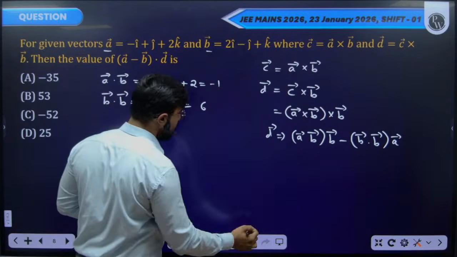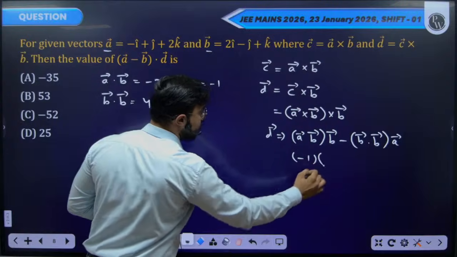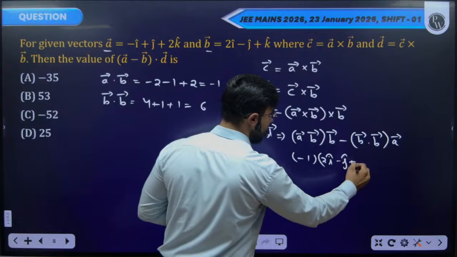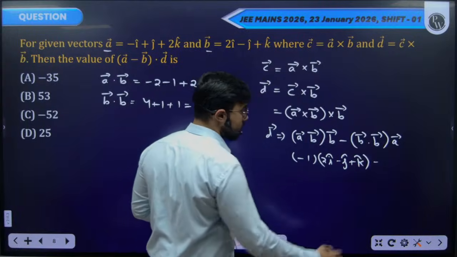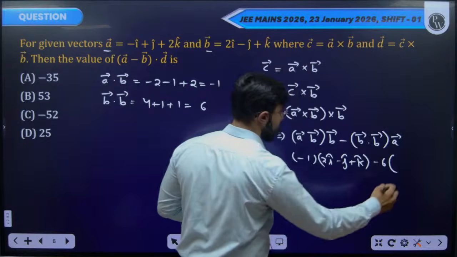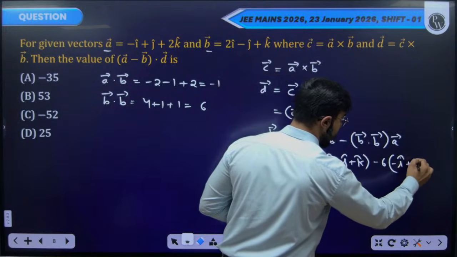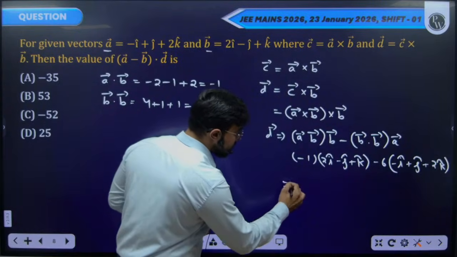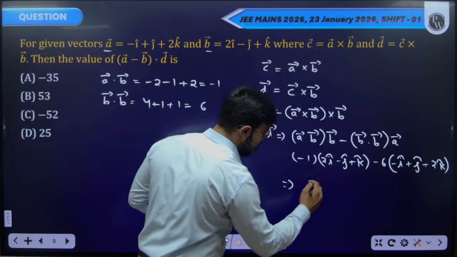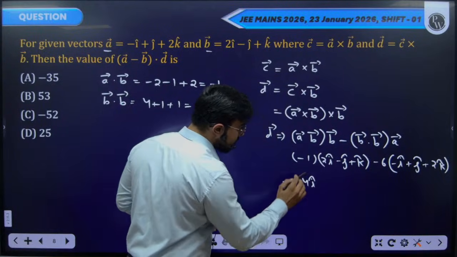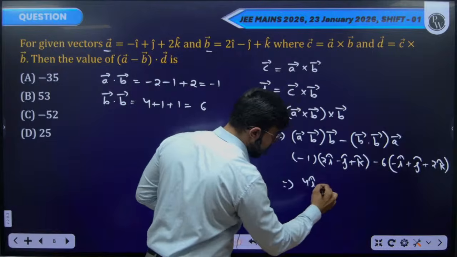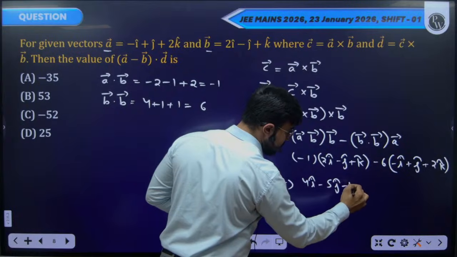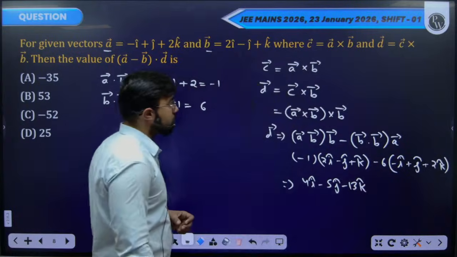So use these two values here. A dot B is minus 1 into B. B is 2 i cap minus j cap plus k cap. Minus 6 into A vector, which is minus i cap plus j cap plus 2k cap. Now just simplify it. So minus 2 i cap plus 6 i cap is 4 i cap. Plus j cap minus 6 j cap is minus 5 j cap. Minus k cap minus 12 k cap is minus 13 k cap.